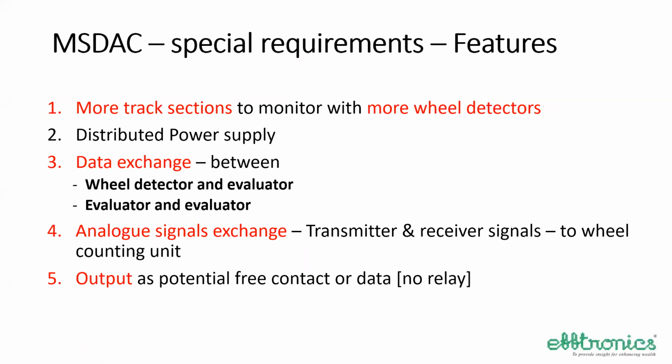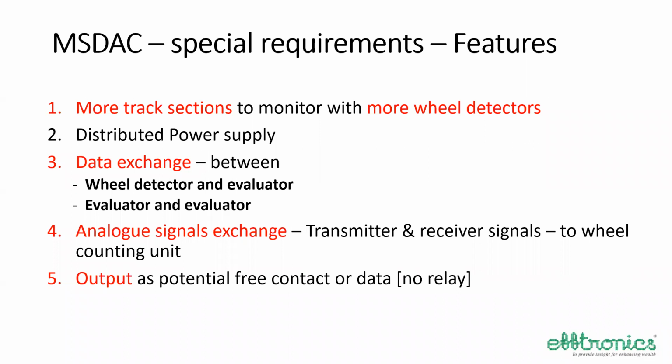So the MSDAC special features are more track sections to monitor with more wheel detectors, and the distributed power supply. Power supply has to be distributed because the counting points and the central place are all separate. Then data exchange takes place between wheel detector and evaluator, and between evaluator and evaluator. So both these things happen. For this purpose, a data communication network has to be set up.